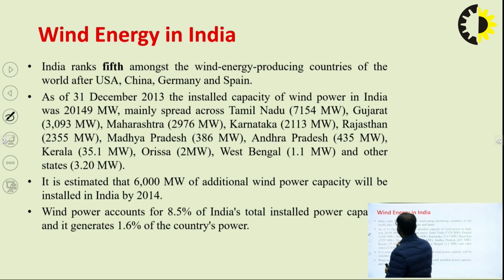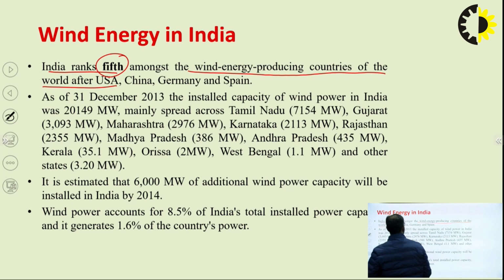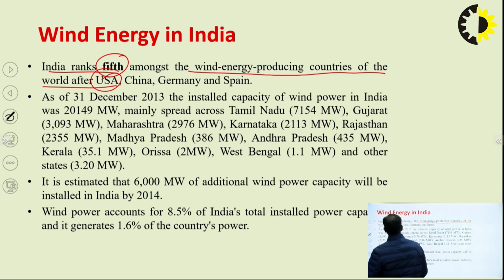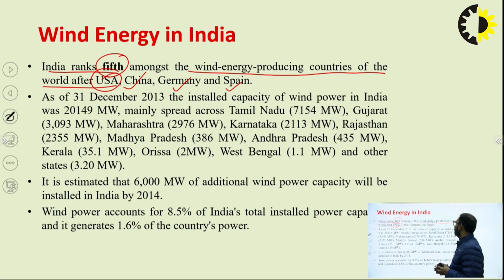So basically, India ranks 5th amongst the wind energy producing countries of the world. USA holds first rank in wind energy generation. After that, China, Germany and Spain. And our country, India, ranked 5th among the wind energy producers.